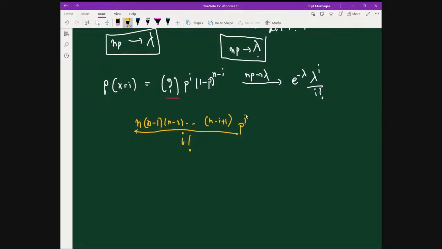It's p to the power i. You see, I don't remember the proof. I don't remember the steps. I am just doing it normally. So this is the idea. We need to show this goes to e to the power minus lambda, lambda to the power i by i factorial. Understand how I am thinking.